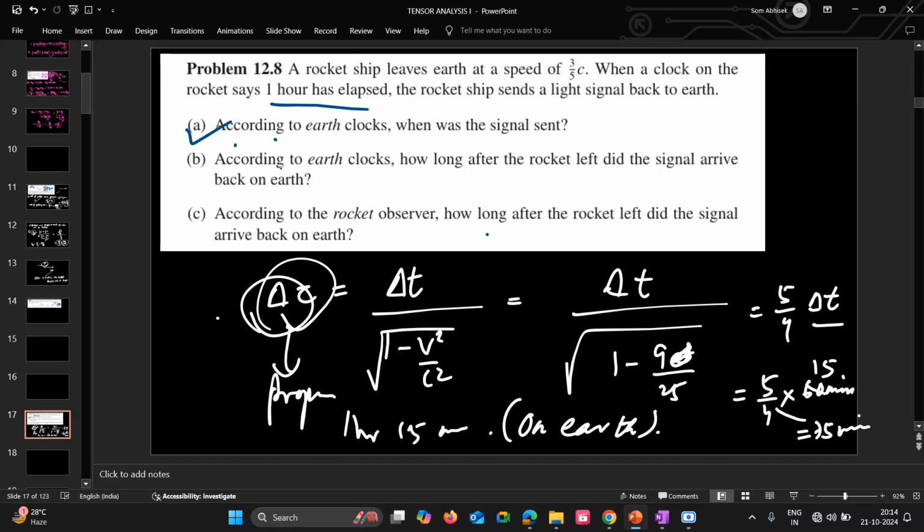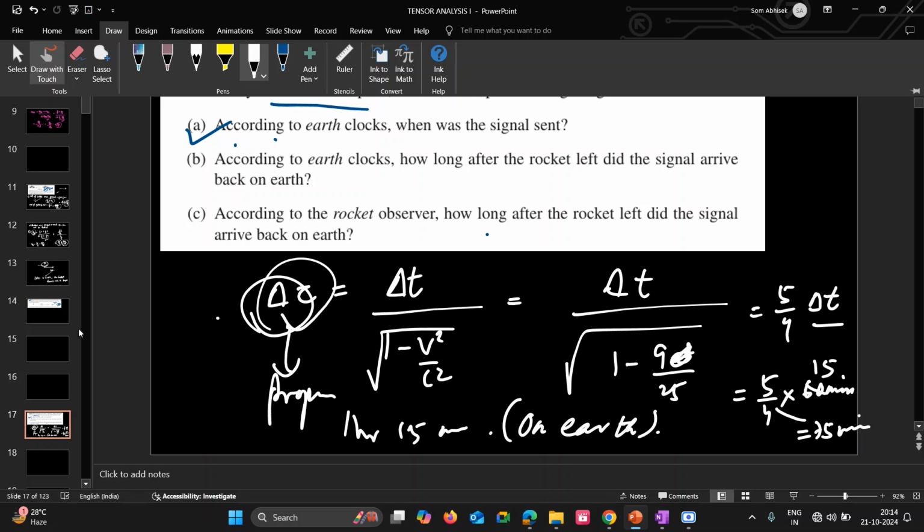According to Earth's clocks, how long after the rocket left did the signal arrive back on Earth? By the Earth observer, the rocket is now at a distance, what? What is the distance we can measure? Distance will be time into speed. So this is the time, 75 minutes. Speed is 3 by 5 c. So from there you can calculate easily.